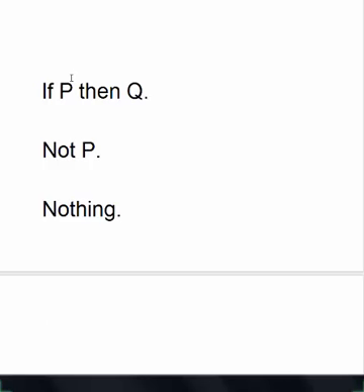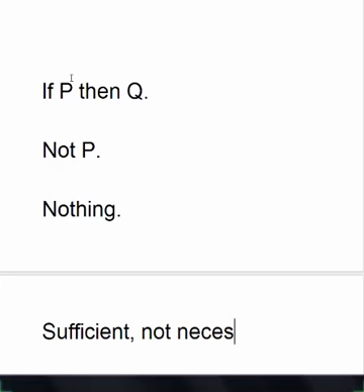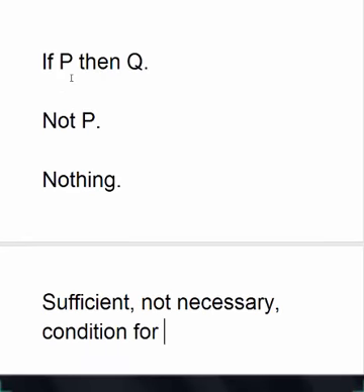We know that if P is true, then Q is true as well, but there's nothing in the conditional that says that P must be true in order for Q to be true. So we accept our conditional as being true, if P then Q. We accept that P is not true. What follows then about Q? Nothing. Why? And we'll follow this up in the next video, because P is a sufficient but not necessary condition for Q.